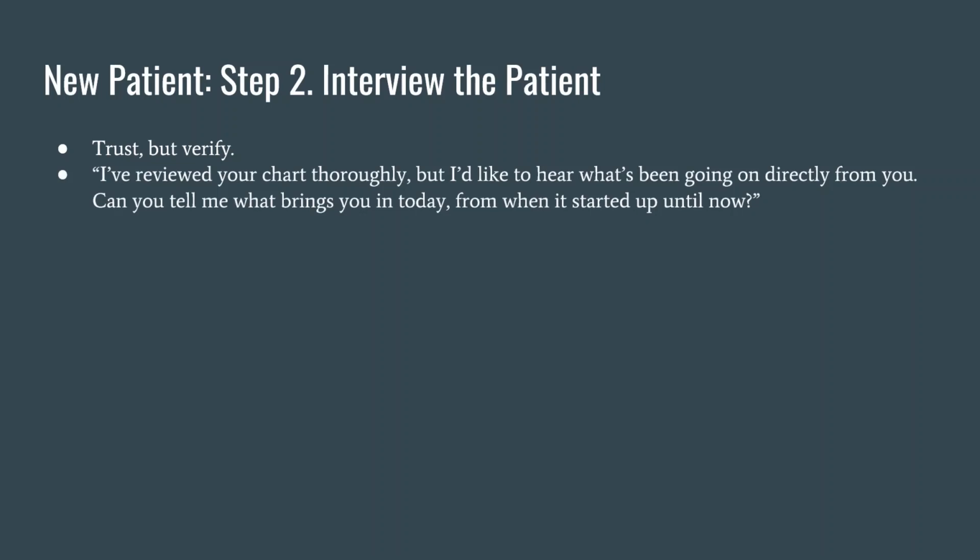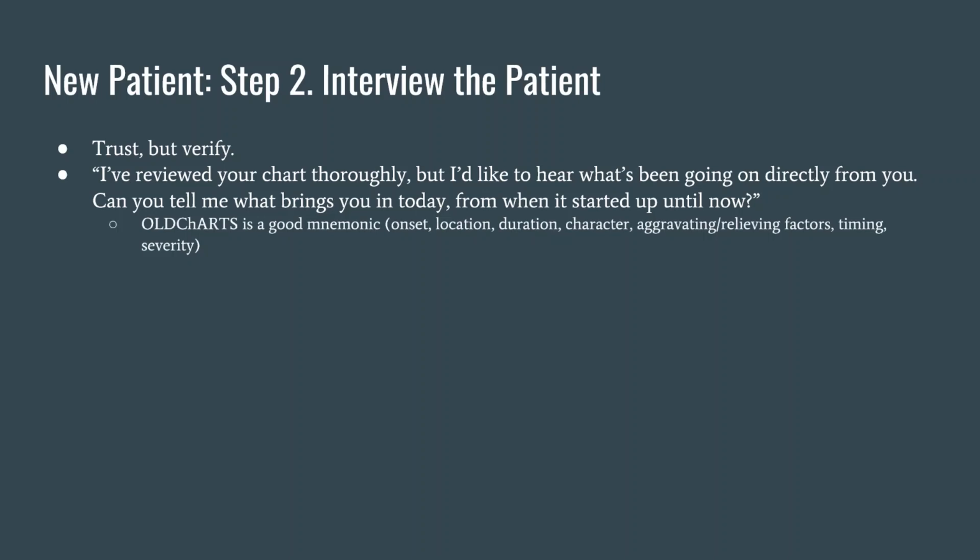A way to approach the patient is to tell them that you're going to ask many of the same questions they've already been asked. You can say something like, "I've reviewed your chart thoroughly, but I'd like to hear what's been going on directly from you. Can you tell me what brings you in today, from when it started up until now?" An open-ended question like that will get most of the history that's needed.